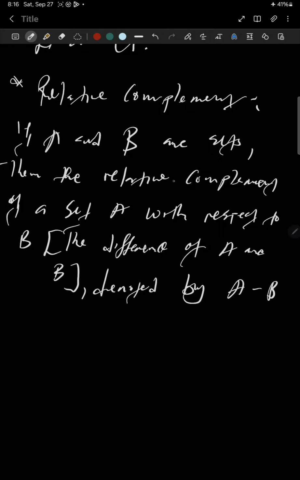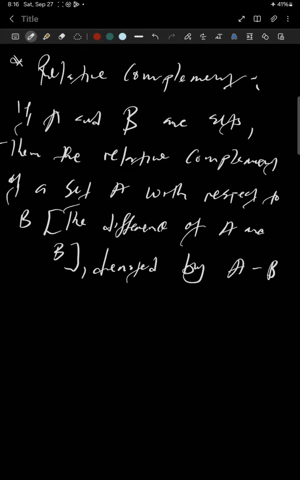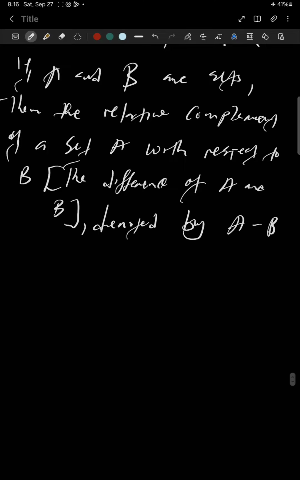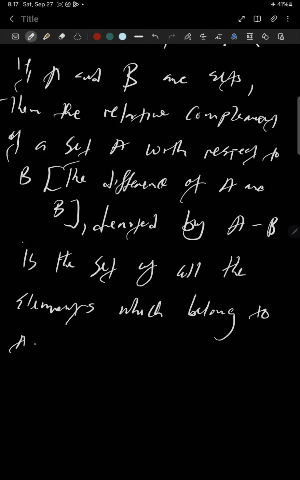So if A and B are sets, then the relative complement of set A with respect to B, meaning the difference A minus B, is the set of all the elements which belong to A but do not belong to B.